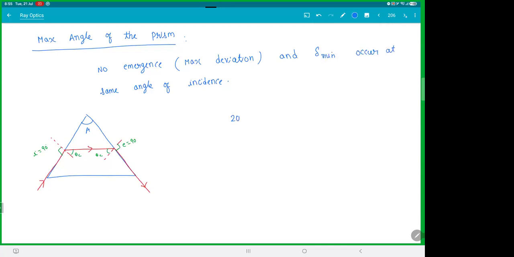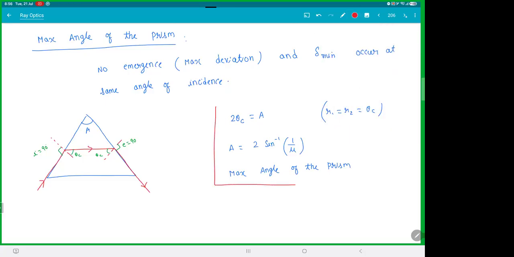So here we can clearly see 2 times theta critical is A, because R1 and R2 are both theta critical. So we get theta critical is A by 2, or you can say A is equal to 2 theta critical, and theta critical is sine inverse 1 by mu. This is also called the maximum angle of the prism. If the prism has more than this angle, the light ray will never enter. If it enters, it doesn't come out. That's the only thing you can think of in this. So this is called the maximum angle of the prism.